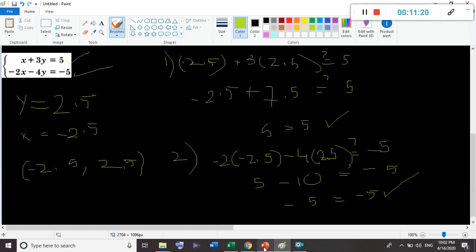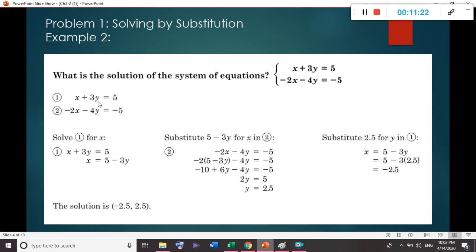Let's check our answer. First, they solved for x as we did. Then they substituted 5 minus 3y into the equation, which got an answer of 2.5 for y. And they substituted y into the original equation that we have here. They got negative 2.5. So our solution is negative 2.5 and 2.5. So this is how to solve by substitution.